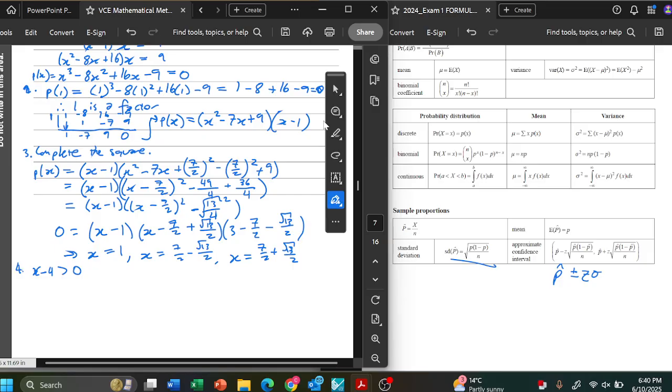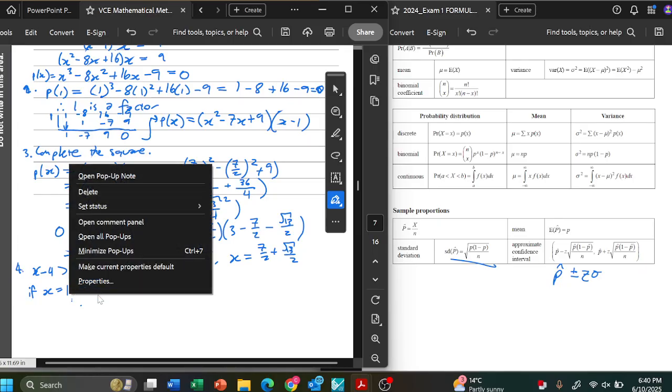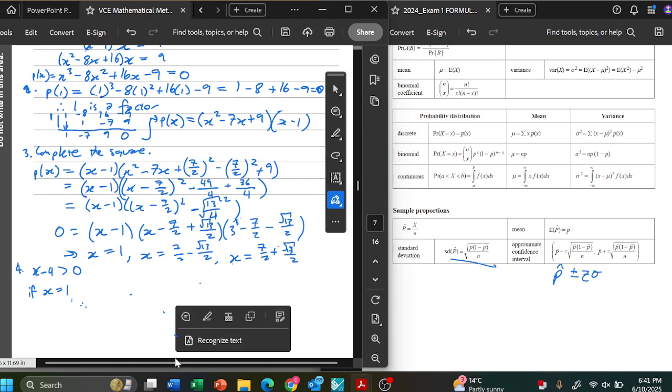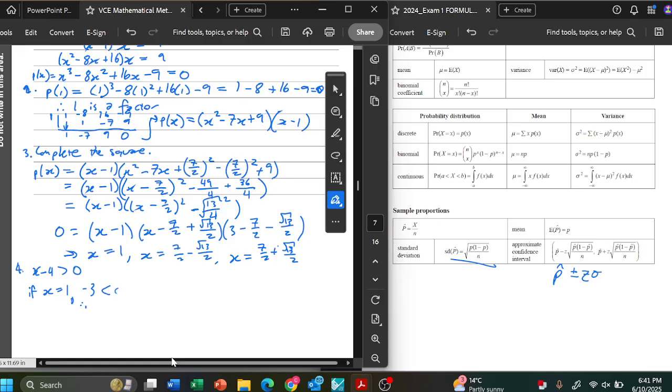First up, if x equals 1, then what do we get? Okay, x minus 4. If x equals 1, then of course we have negative 3, which is less than 0. So we can rule out x equals 1 as a valid solution.